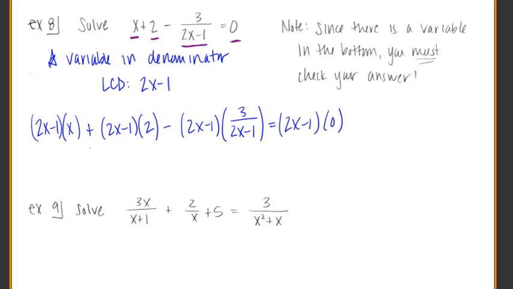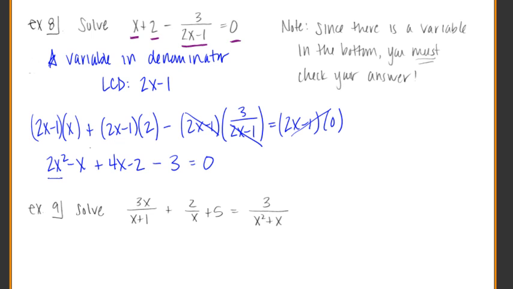x times 2x minus 1 will give me 2x squared minus x. 2 times that will give me 4x minus 2. Now right here, the 2x minus 1 is going to cancel with the 2x minus 1, giving me just 3. And that's great, because that's the whole reason why I did this, to try to get rid of that fraction. And then over on the right, 0 times anything takes all that away, and it still equals 0. All right, so if we analyze what we have left, we basically have a quadratic, don't we?